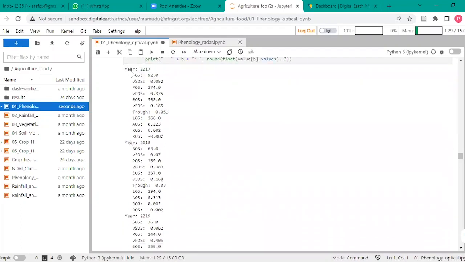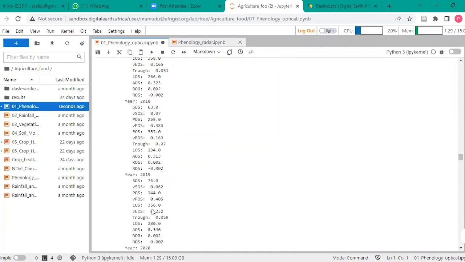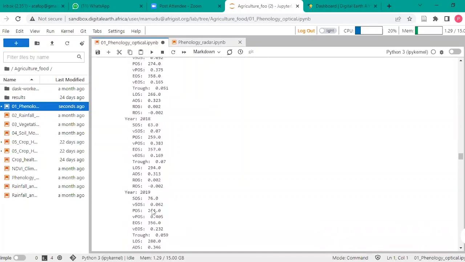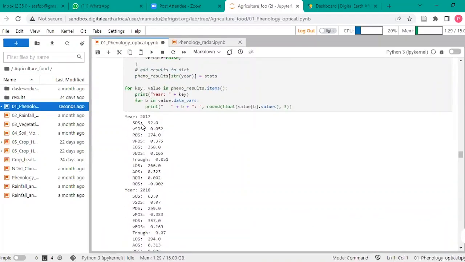Now we can see that it has calculated the phenology values for each year between 2017, 2018, 2019, and 2020. So we can see the start of season. It shows here that the start of season in 2017, the day of the start of the season is the 92nd day of the year. The peak of the season was on day 274. The end of season was day 358, close to the end of the year.